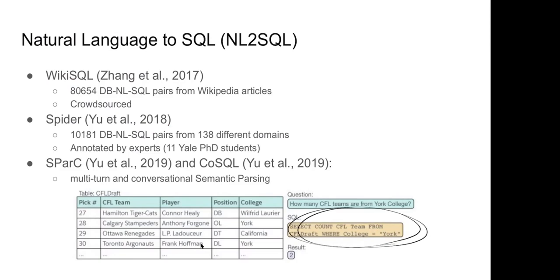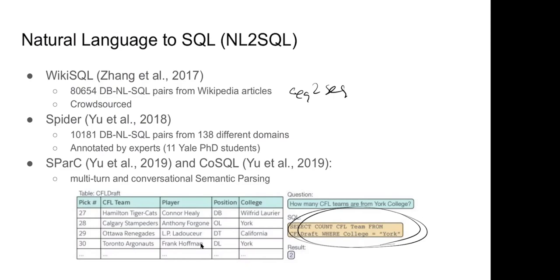Most notably is WikiSQL in 2017, which created a large number of database, natural language and SQL pairs for training so that you can use neural net driven models, especially seq2seq actually. So you just basically try to convert the question to SQL with the sequence to sequence model. And more recently, of course, transformer based. And since then, there have been a few notable data sets, namely Spider, SParC, and CoSQL.